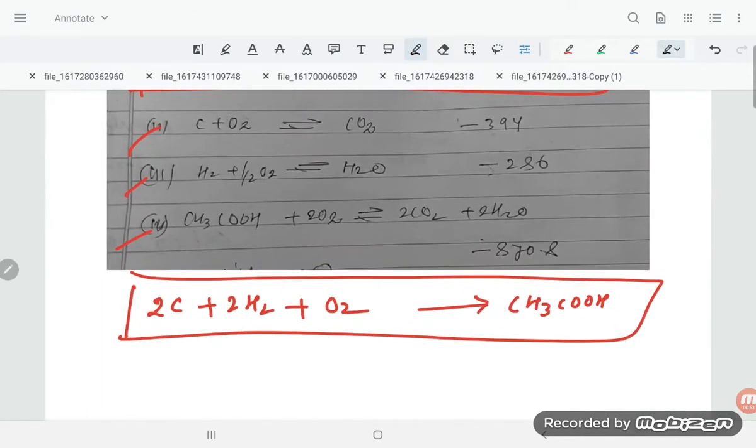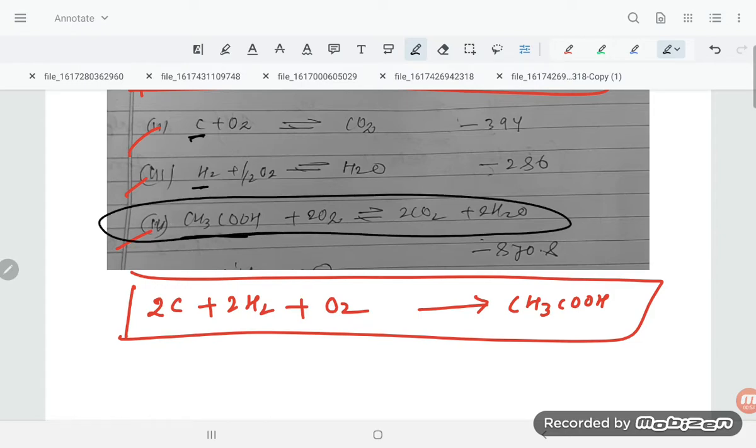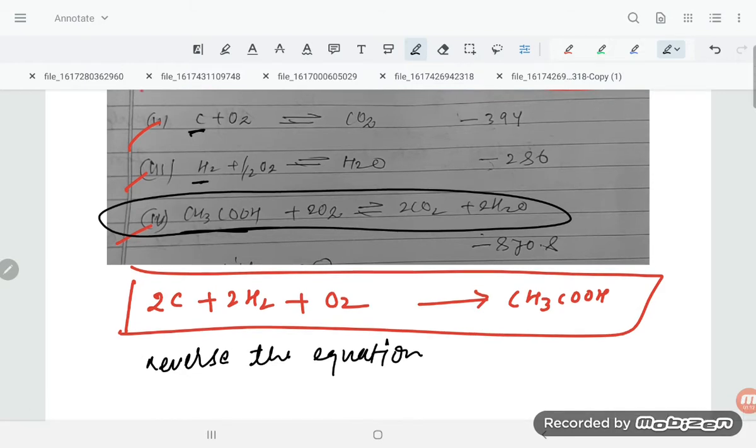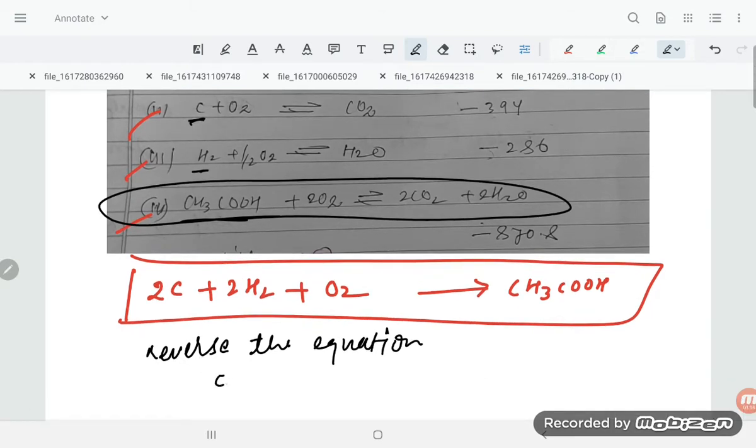So what do we have to do? Acetic acid is required on the product side. So the first thing we have to do is reverse equation 4. We have to reverse it because acetic acid is required on the product side. So dear students, firstly you write down the equation numbers.